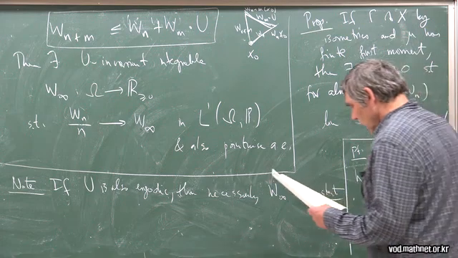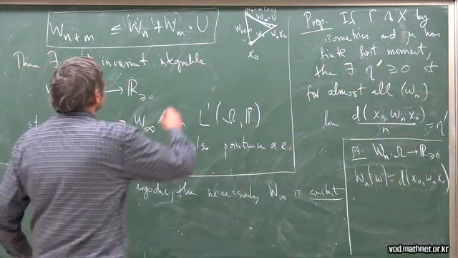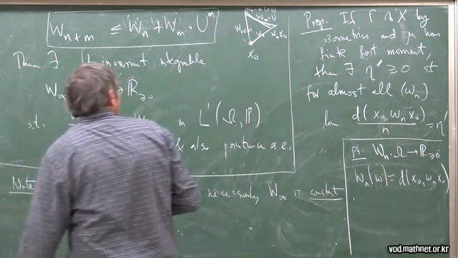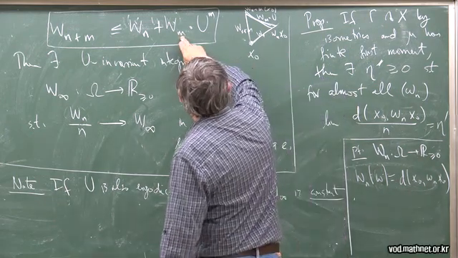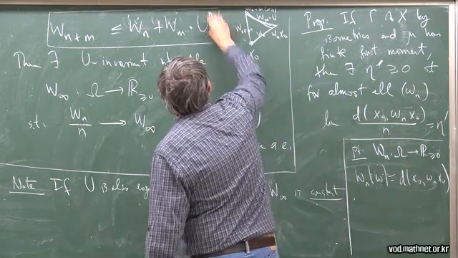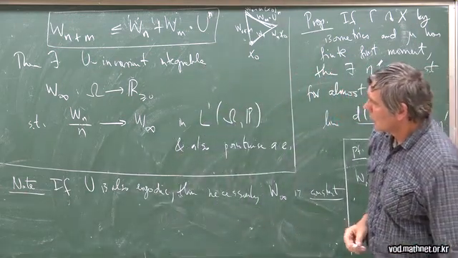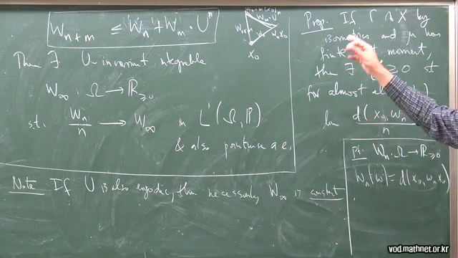Maybe no. Did I say this right? Maybe this should be u to the n. Sorry about this. You have to shift n times. Yes, this is n. You have to shift n times. Okay, but anyway, it's just a triangle inequality.